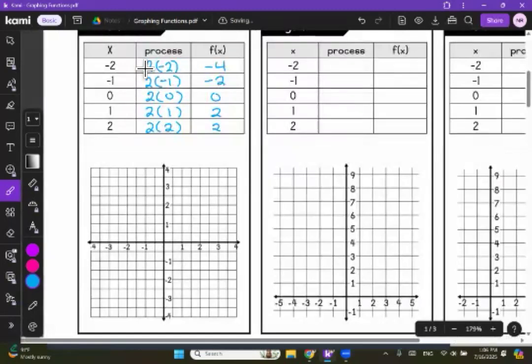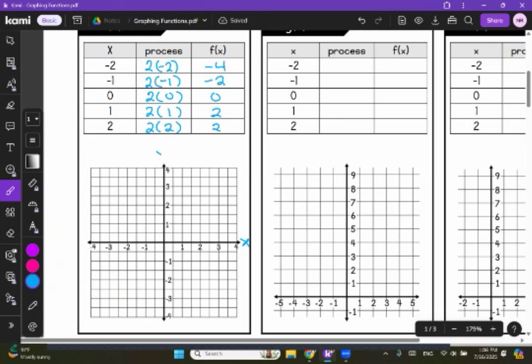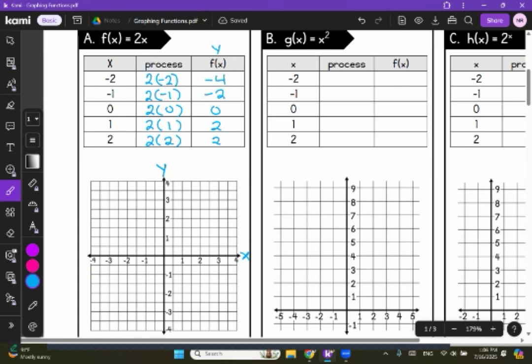Let's plot it. This is my x-axis. Always label. It's always good practice to label your x and your y-axis so you don't mess that up. Okay. So the first point is negative 2, negative 4. Remember, f of x is just another way to write your y. So your points are negative 2, negative 4, negative 1, negative 2, 0, 0, and so forth. So let's start with negative 2, negative 4. It's going to go where? Right here. Negative 1, negative 2, 0, 0.